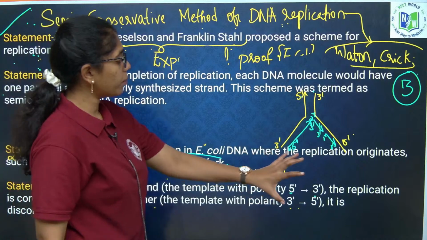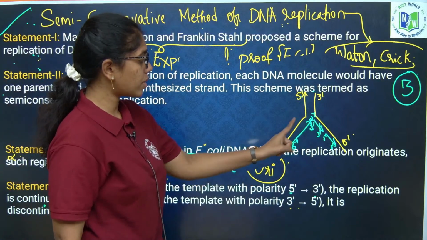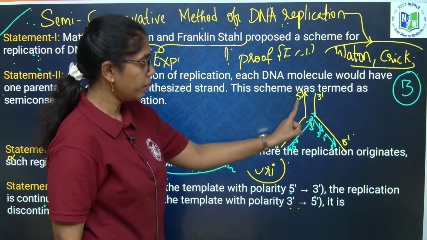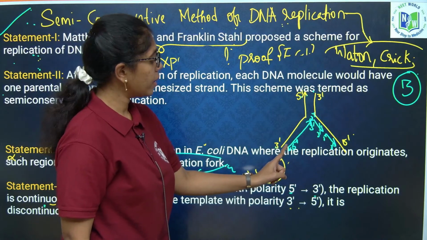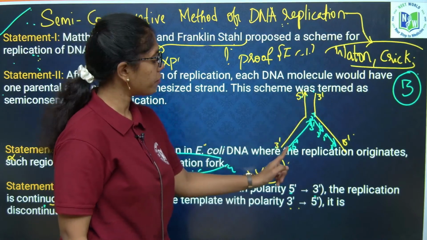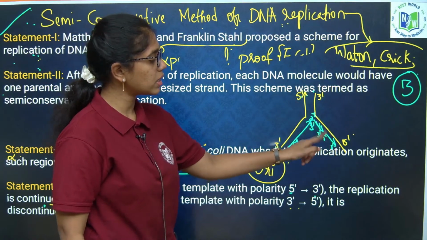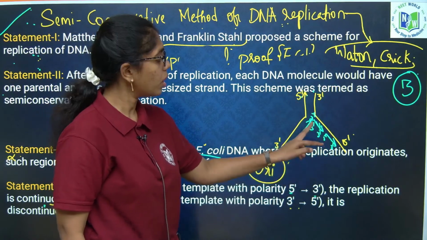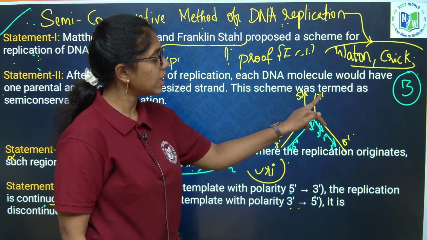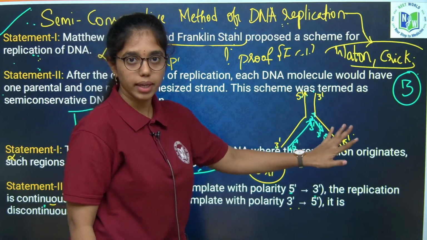Here you have to remember one thing: for the template strand from 3 prime to 5 prime, synthesis will be in a continuous way from 5 prime to 3 prime direction. Discontinuous strand synthesis is away from the replication fork, from 5 to 3, and the template is 3 prime to 5 prime. Clear? Next.